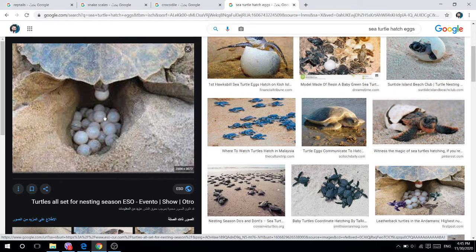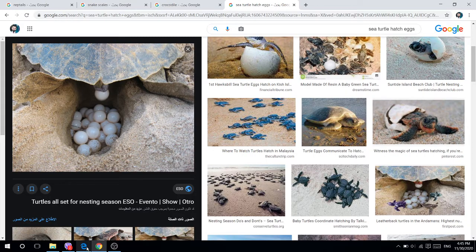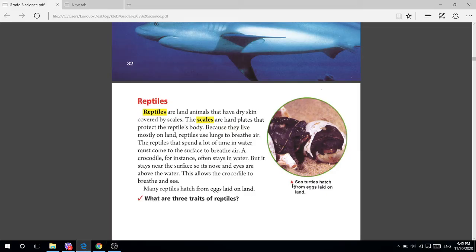Many of the reptiles lay eggs on the land. Do you see? They lay them on the land. Okay, students, see the turtles hatch from eggs laid on land, as I show you the picture that the sea turtle hatches from eggs laid on land.